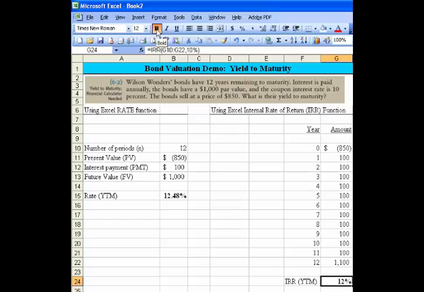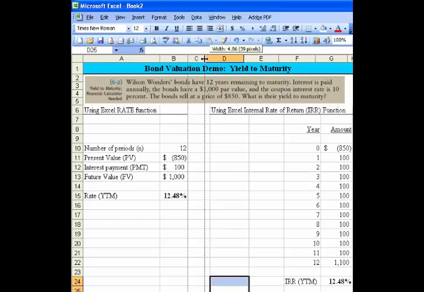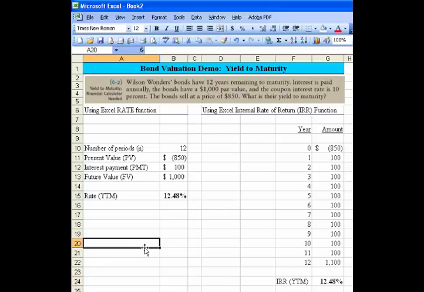Let me bold that and get the decimal place, and you see that we come up with exactly the same as we had before. Let me shrink this a little bit so you can see that a little bit better. Okay, so in this example, we're effectively calculating the effective interest rate using either Excel's rate approach, that's this technique over here, or you could use internal rate of return.